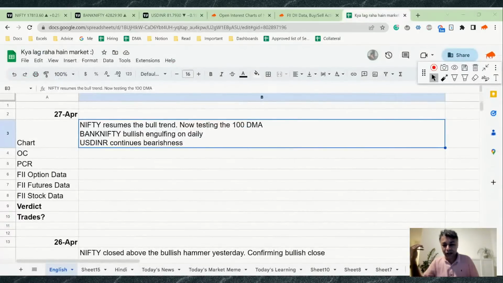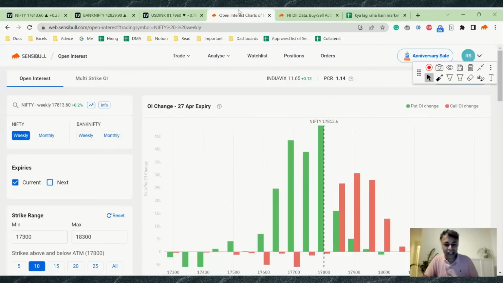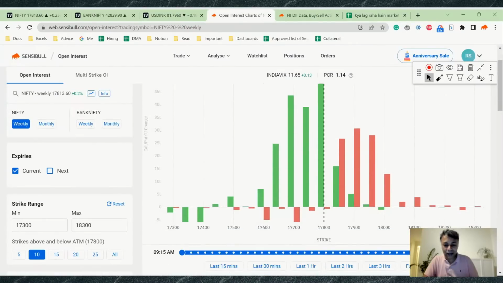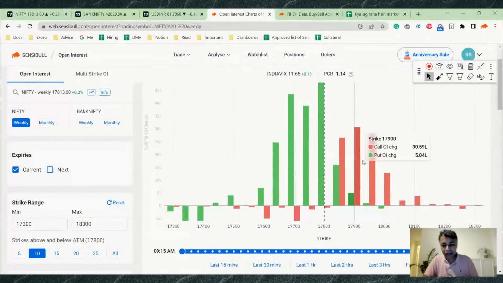So on chart, strong Nifty, strong Bank Nifty, weak dollar, all of them set up like a very ideal setup for going up, right? The index is going up. So that's one. Now let's look at option chain. Option chain is very clearly bullish for today. Every level we have put addition.